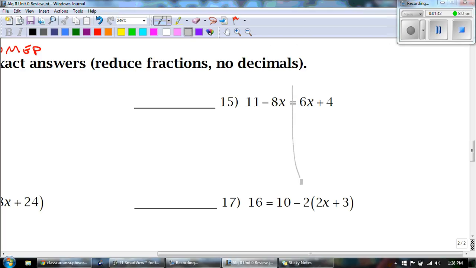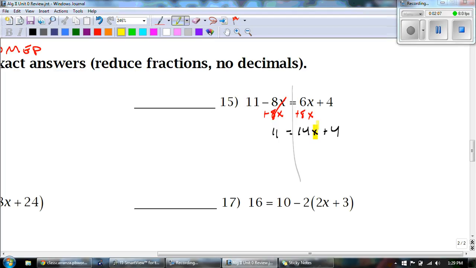Okay, so I have variables on both sides. I want to move the smaller variable. Well, this one's easy because my smaller variable is negative. So instead of negative 8x, I'm going to add it to the other side. We have 11 equals 14x plus 4.